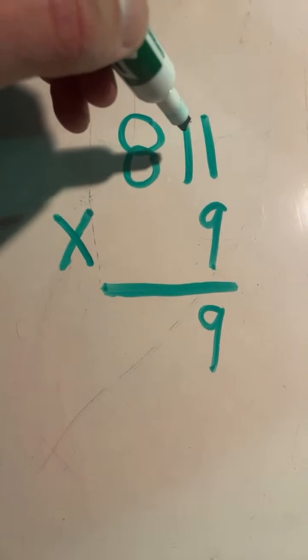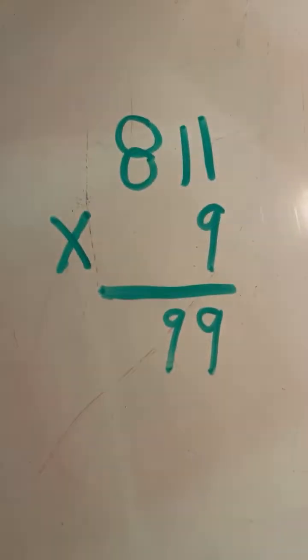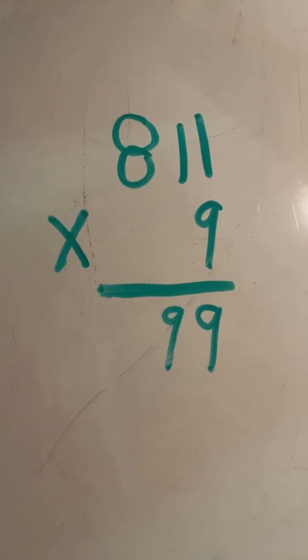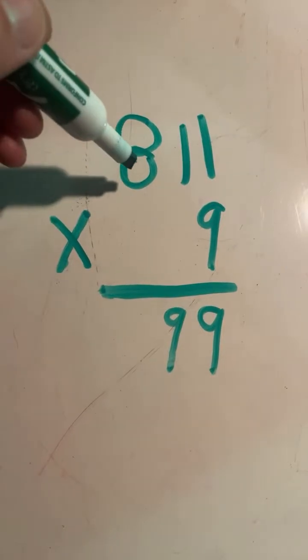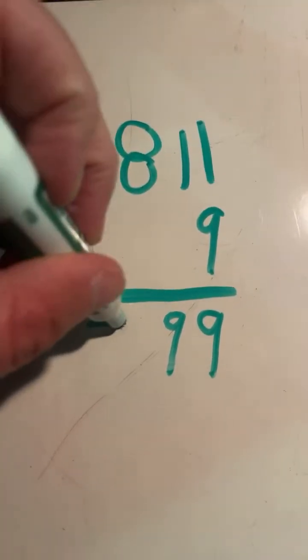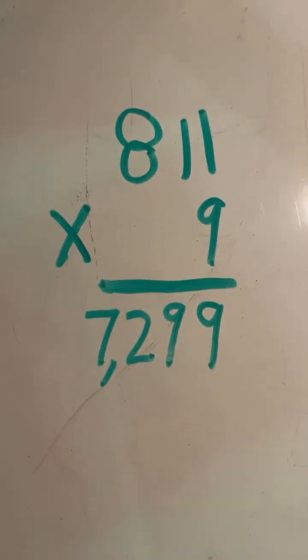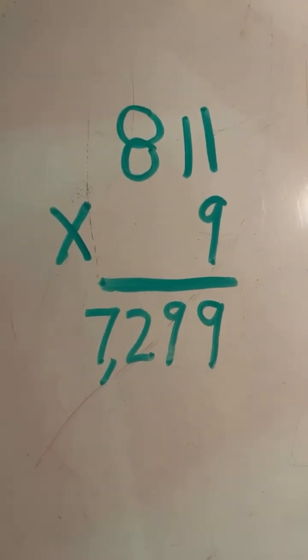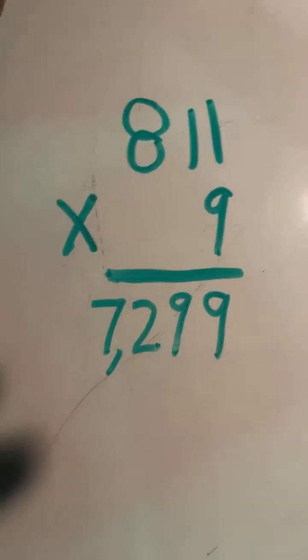All right, starting in the ones place, 1 times 9 equals 9. Now going to the 1 in the tens place, 1 times 9 again equals 9. No regrouping needed because our product is less than 10. 8 times 9 equals 72. And we have our final answer. 811 times 9 equals 7,299.